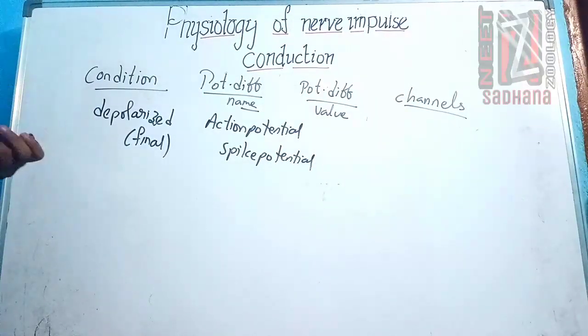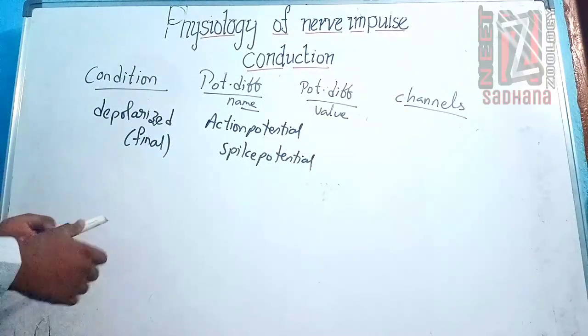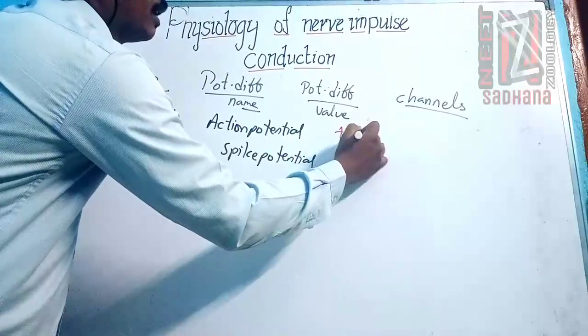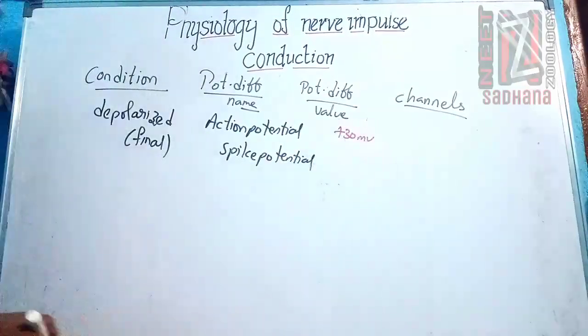What is the value of spike potential? Spike potential value is around plus 30 millivolts. In the cytosolic region we are discussing. We are not discussing ECF.